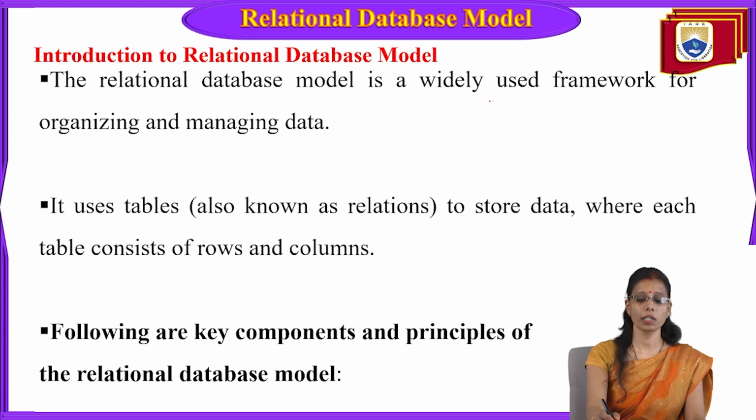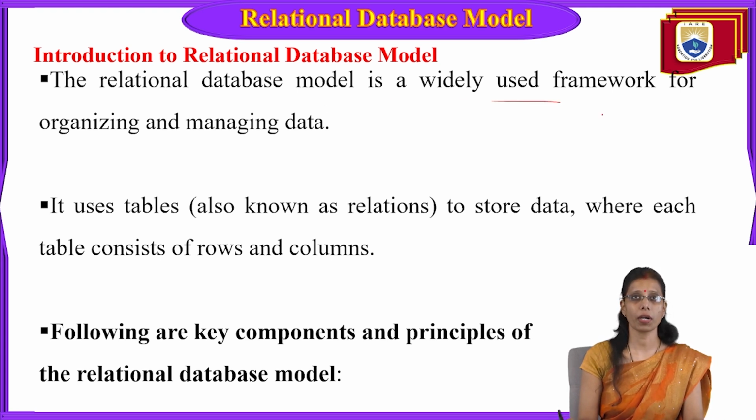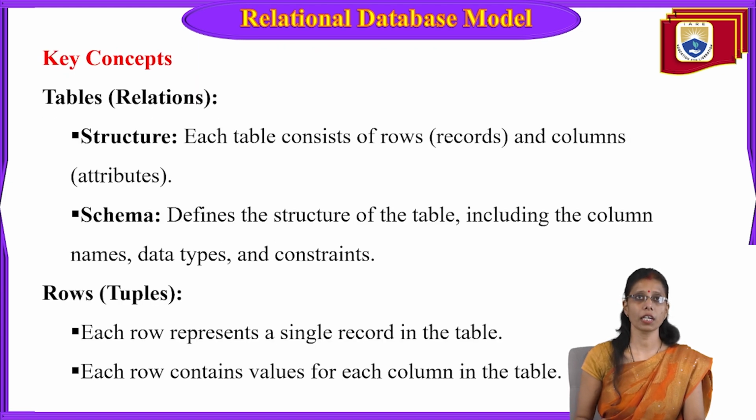The relational database model is a widely used framework for organizing and managing data. It uses tables, also known as relations, to store the data, where each table consists of rows and columns. So here the data will be stored in the form of rows and columns. Wherever you look, the data will be in either the columns or the rows. There are different components and principles of the relational data model, so let us understand them.